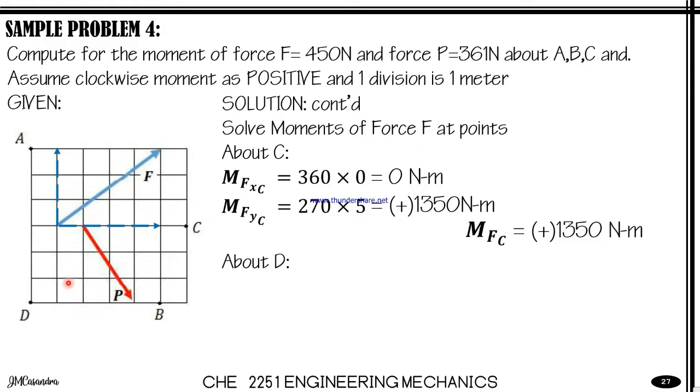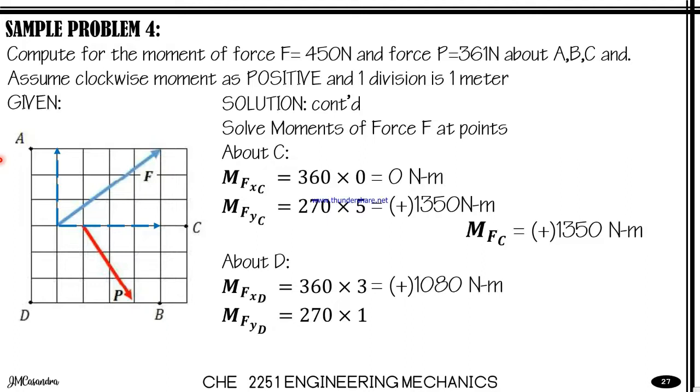So that's 360 times 3. It will cause a positive motion rotation. And for y, it is 1, and it will cause a negative rotation. So we'll have positive 1080 and negative 270, giving us a total moment at point D equal to positive 810 Newton meter. So we just repeat the same procedure for point P.